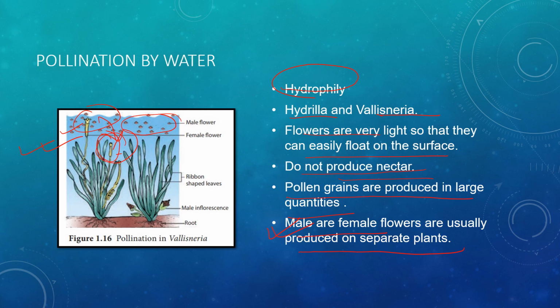So this is the process of pollination by water. The flowers are very light and easily float on water, and the pollen grains are produced in large numbers, so that even a little bit of it can be deposited on the female flowers, because the transfer of even a little pollen can achieve pollination. Is it clear? Now we will move on to the next type.